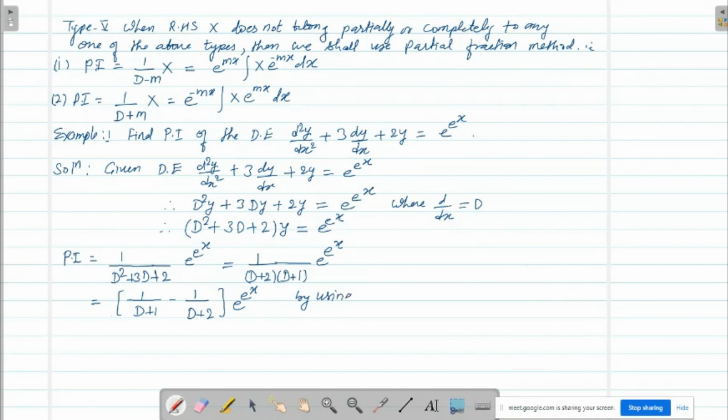By using partial fraction. You know partial fraction, how to find? Yes, by using partial fraction. So what is the partial fraction? You know? Yes or no?